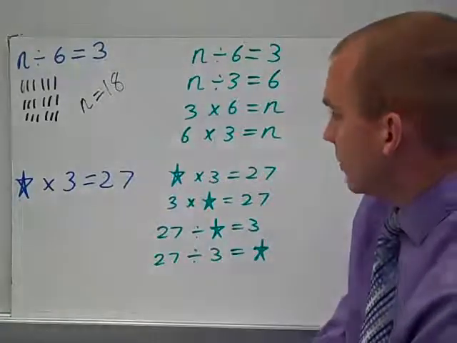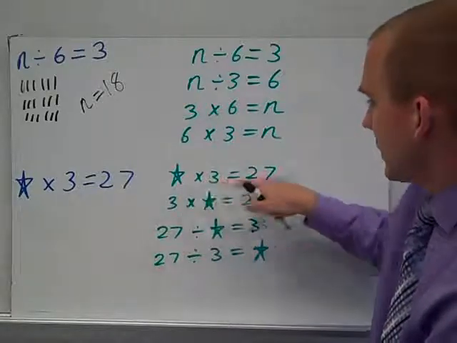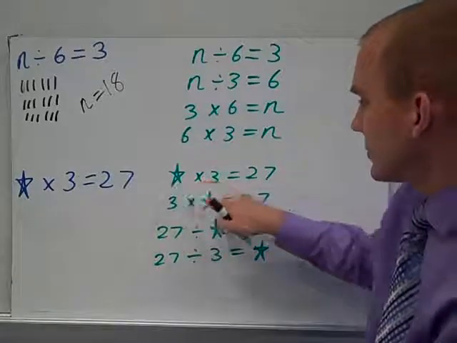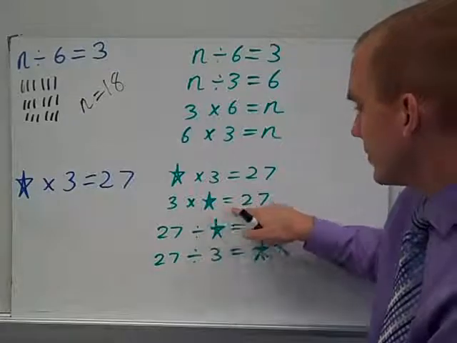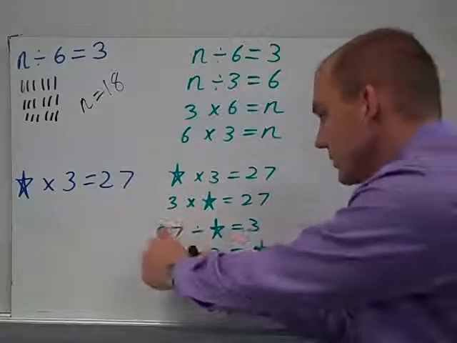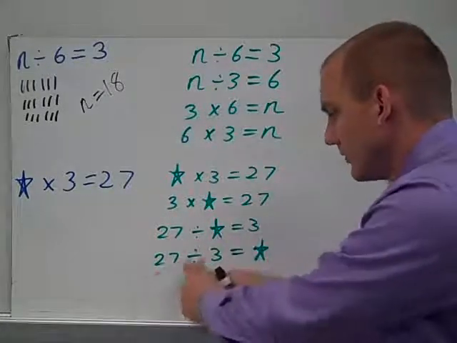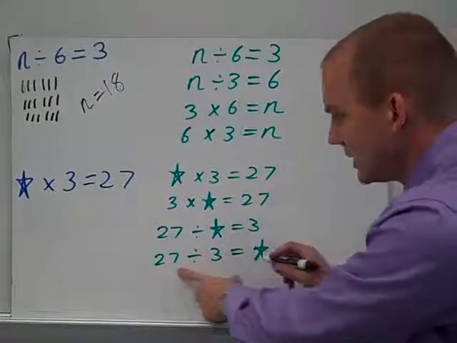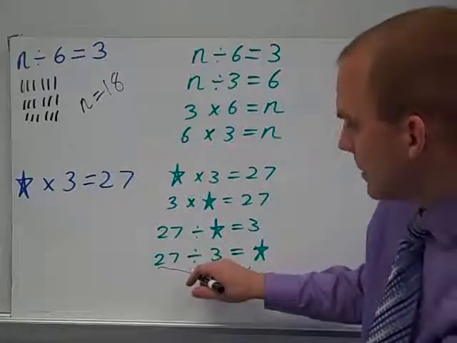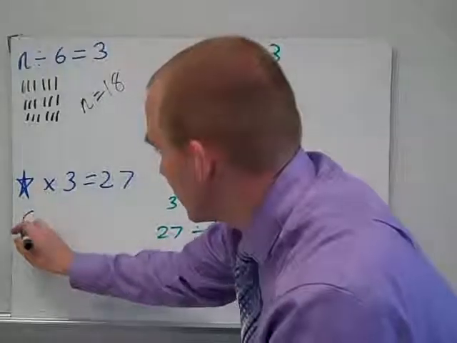Star times 3 equals 27. So what is star? Well, star times 3 is 27. You can then switch the star and the 3. 3 times star equals 27. Now we can go to division, and we can do 27 divided by star equals 3, and 27 divided by 3 equals star. Here's the easy one to work with, in which case you'll do 27. You'll split it into, say, 3 equal groups. So let's do it like that.